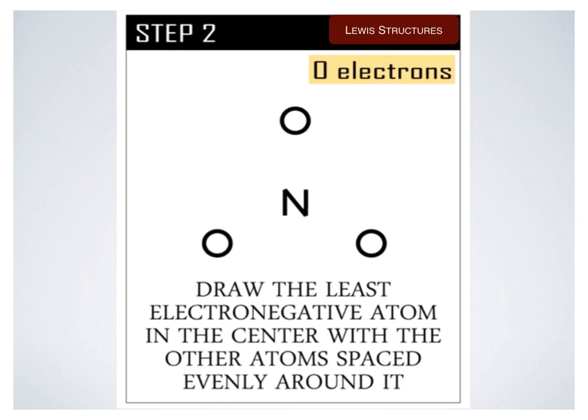If it has not been indicated, step 2 is to draw the least electronegative atom in the center. There will be many occasions where the skeleton of a structure will be provided to you, but if this has not been indicated, then follow this general rule.